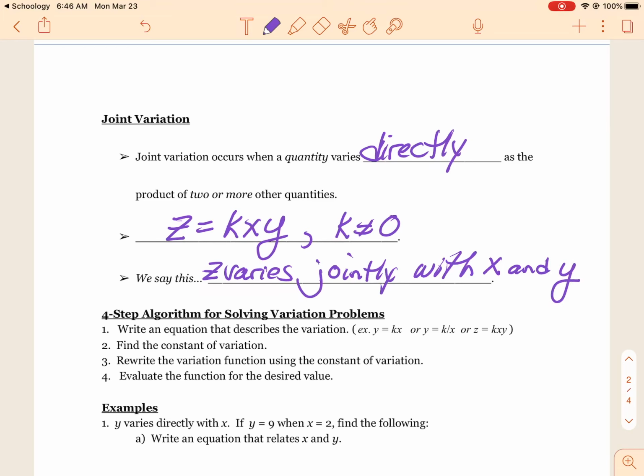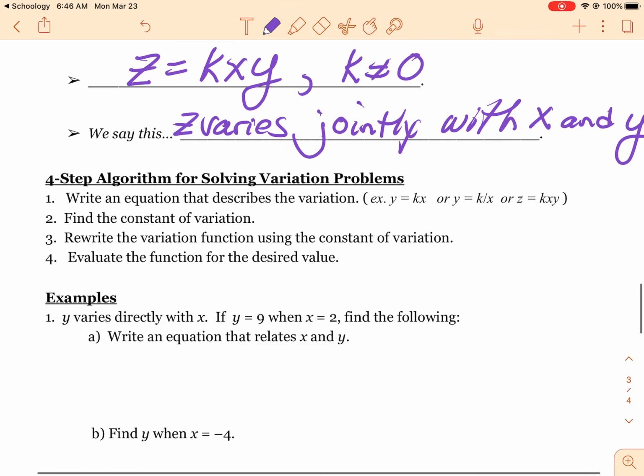So there's those three types of problems, and four steps to solving these. You're going to first write an equation that describes the variation, and that's all going to be information that they give you. So direct variation, y equals kx. Inverse variation, y equals k over x. Or joint variation, z equals kxy. And those variables, the y, x, and z, can be any type of variables depending on what they're giving to you in the problem.